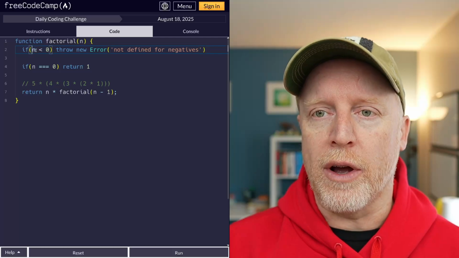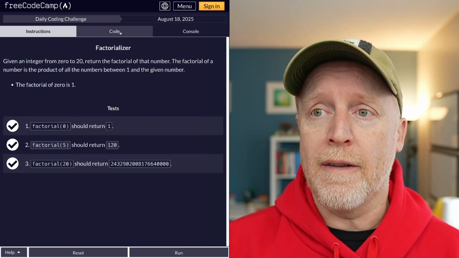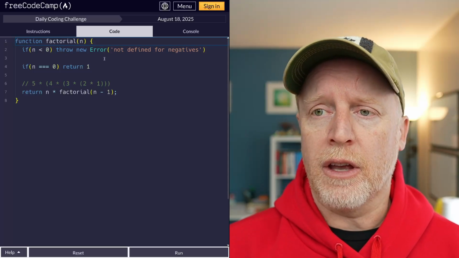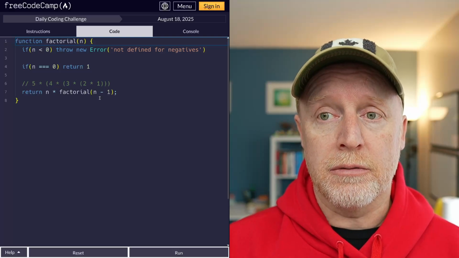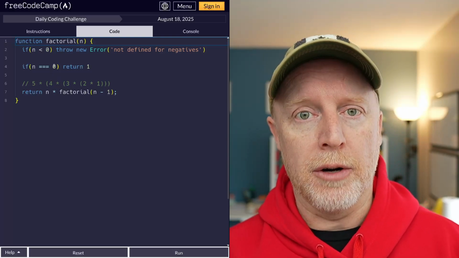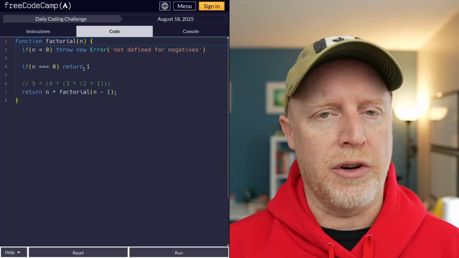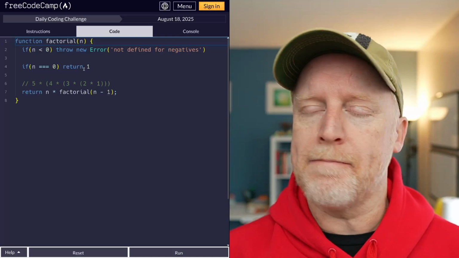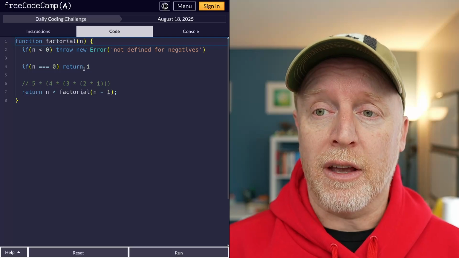Okay. We have no way of testing that today because they didn't give us any negatives to work with. But this is the full solution. Okay. If it's negative, we throw an error. If it's anything positive, right, including 0, then we return a number. And mathematically speaking, the factorial of 0 is 1. There's whole documents out there if you're curious why. And yeah, today, this is our solution.